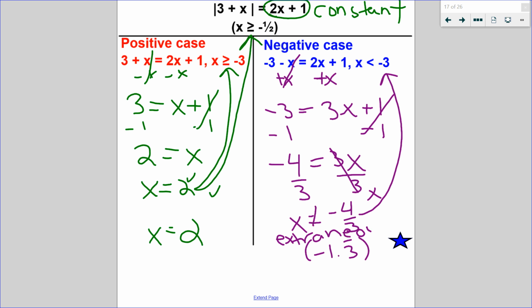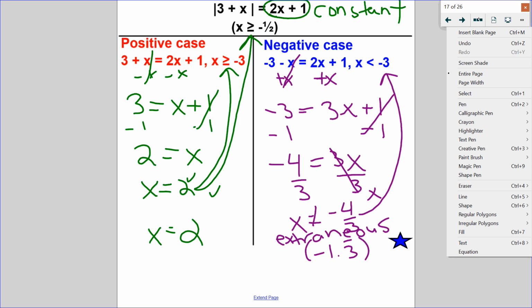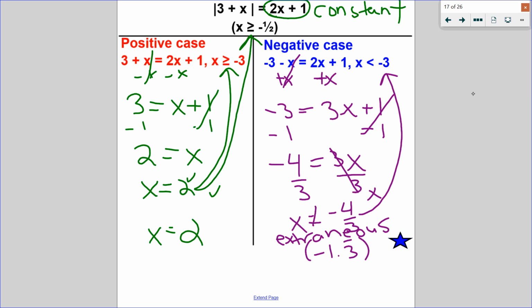It is extraneous. Now let's talk about how I might have noticed that without actually solving. So I just want to highlight something for you. The overarching restriction is that x is greater than or equal to negative a half. So whatever I get, it has to be greater than negative a half. My subdomain for the negative case is that x has to be less than negative 3. So if we compare these two here, there is a contradiction. They contradict each other, okay? So it can't be greater than negative a half and also less than negative 3.